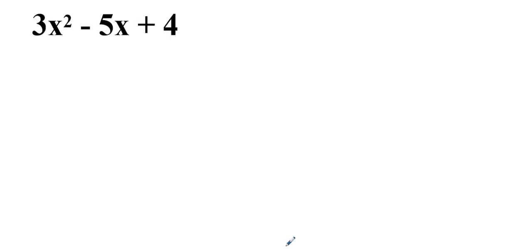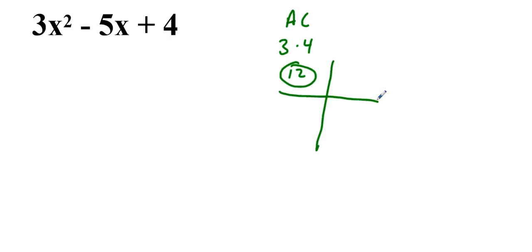All right. Using the AC method, so once again, we're going to do AC. So it's going to be 3 times 4, which gives us 12. So 12 is going to be our product, and the sum of the factors has to equal our b value. What's our b value in this case? B value is -5. So we need a -5 here.